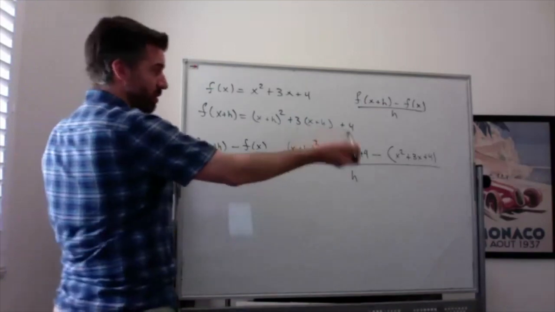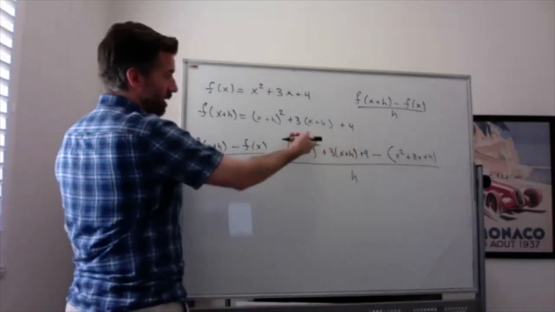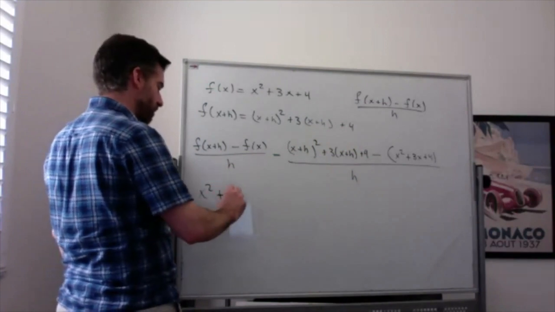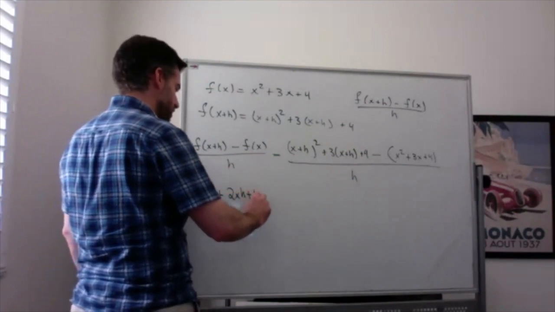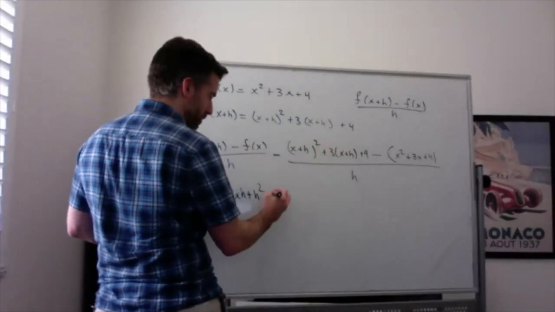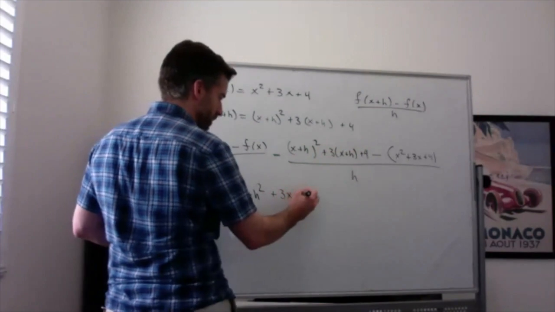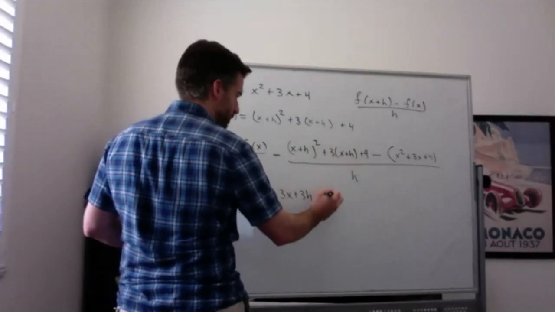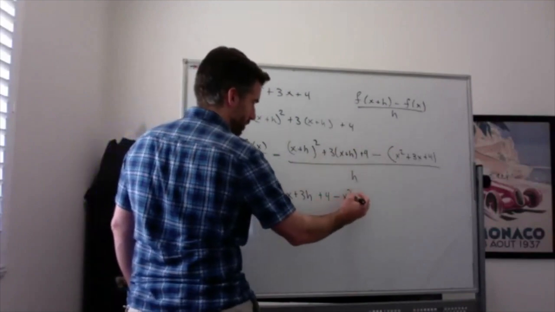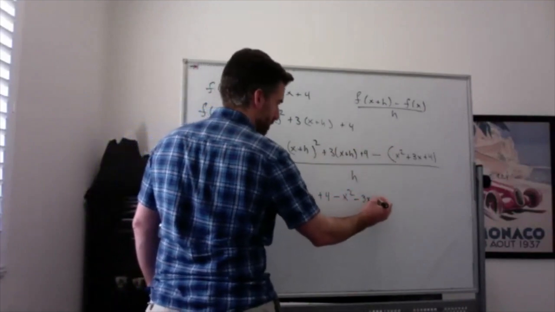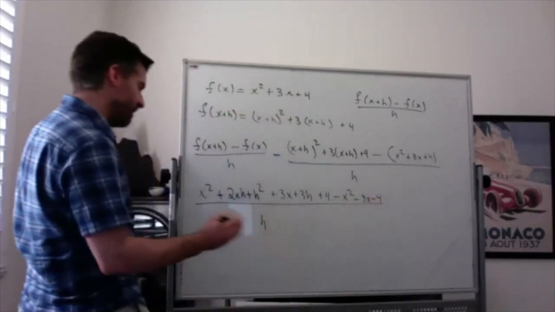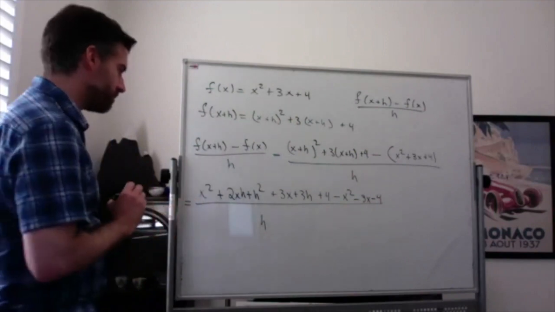So here we need to multiply things out. X plus h quantity squared is going to multiply out to be x squared plus 2xh plus h squared. And then 3 distributed to x plus h is going to be plus 3x plus 3h plus 4. And then we have to distribute the minus sign. So we get minus x squared minus 3x minus 4, all over h still. And I should have an equal sign because these are equal.